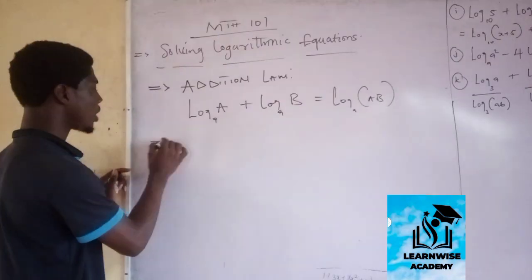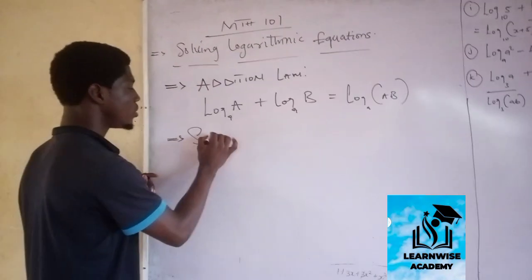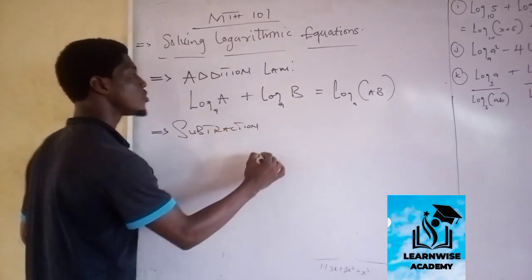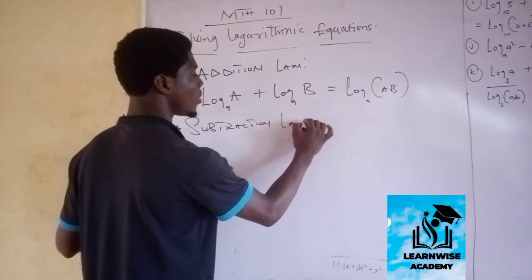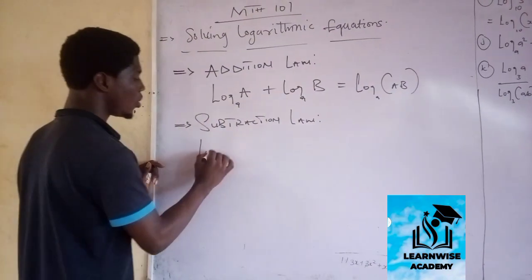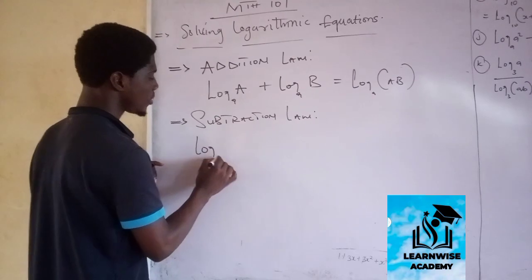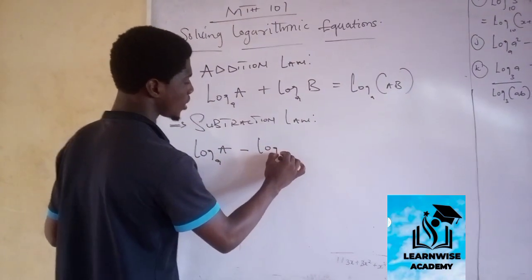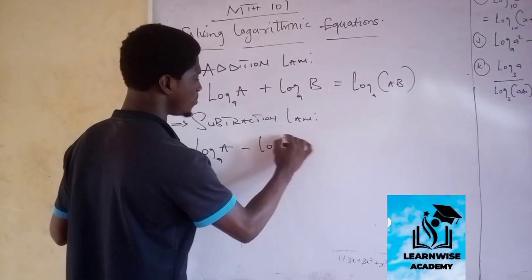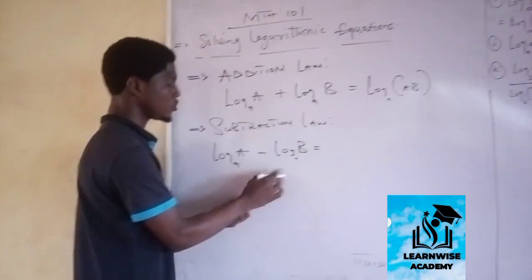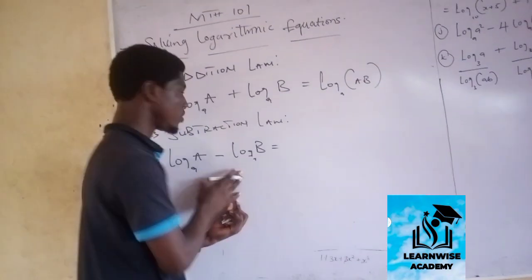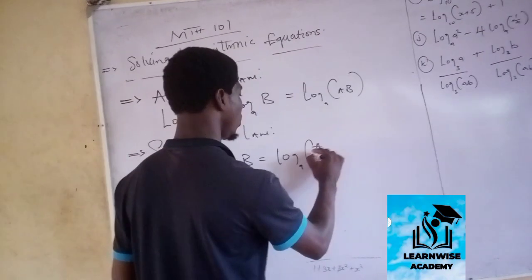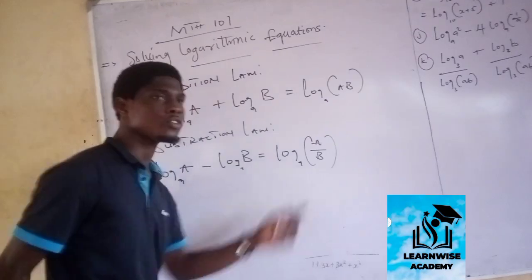Then the subtraction law simply states that log base A of A minus log base A of B is equal to, now this will be division since it's minus, it's division, so we have log base A of bracket A over B. So this is our subtraction law.